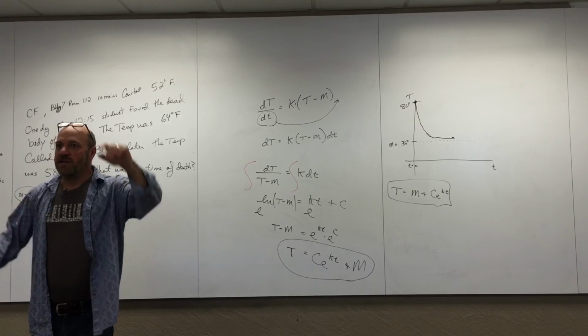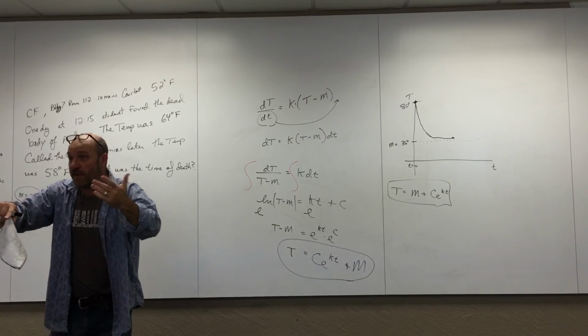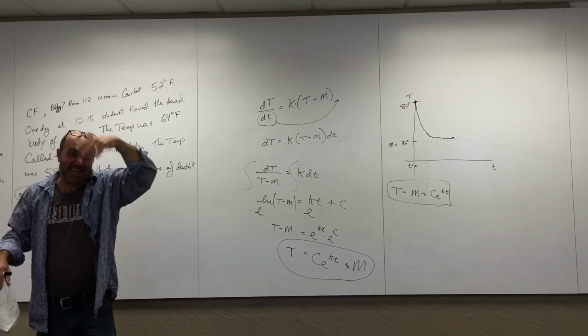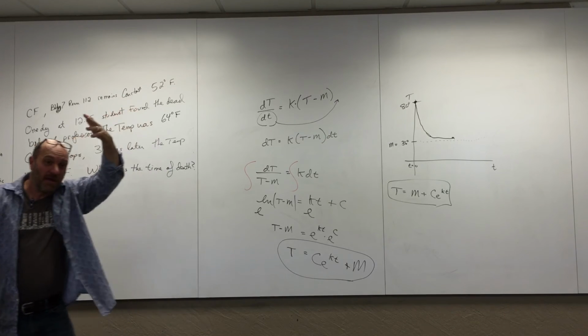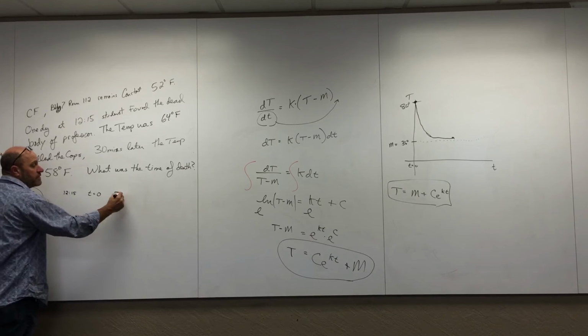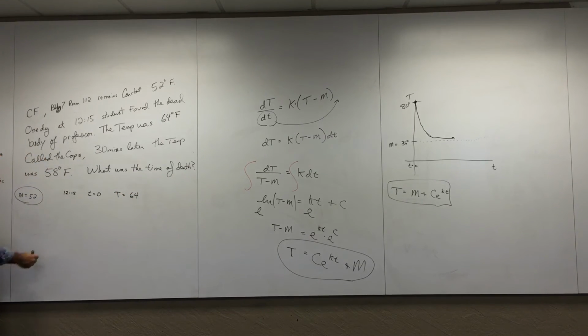Okay, hang on. So he died at 98.6, and then he started cooling. So you might want to say, well, the time of death is t equals 0. And I don't want to do that because I don't know that time of death. So I want to label something I know t equals 0. So I'm calling t equals 0, 12:15, and what was his temperature? 64, thank you. So then what happened?